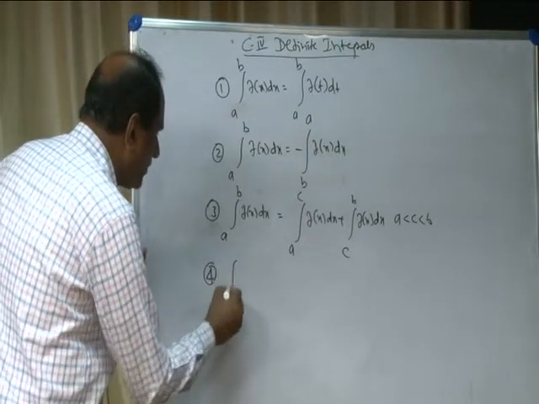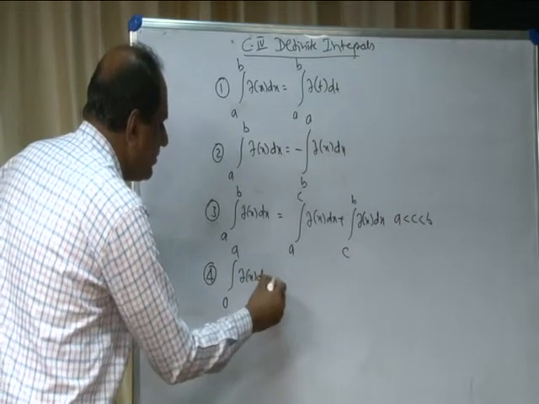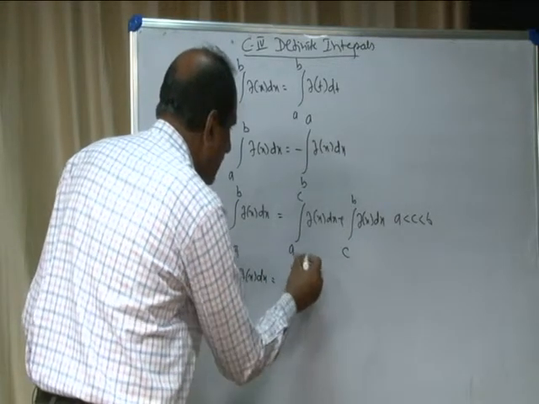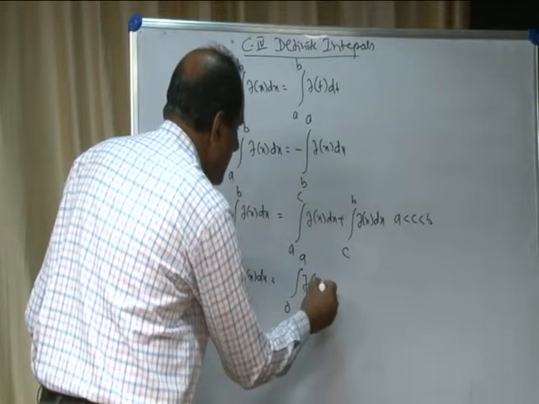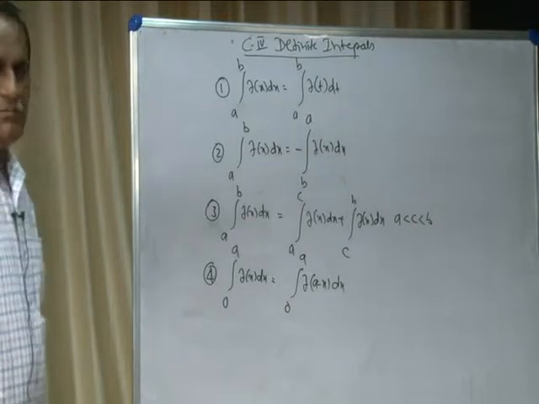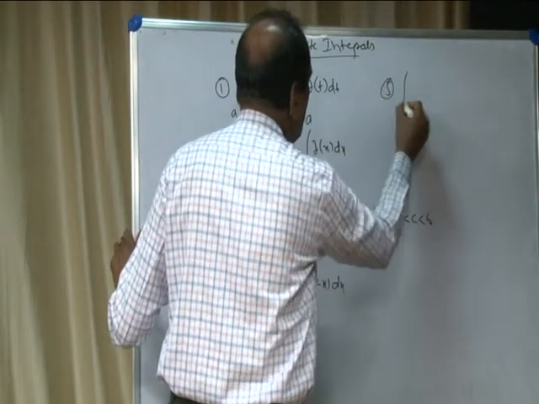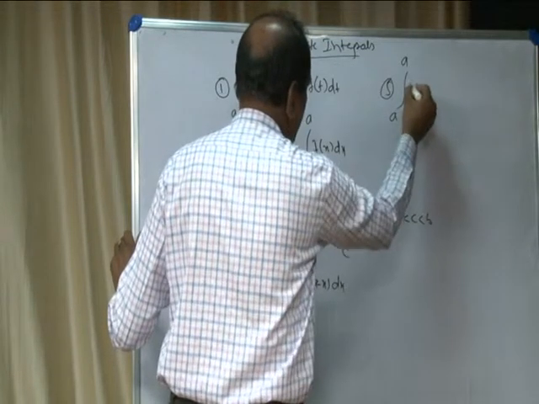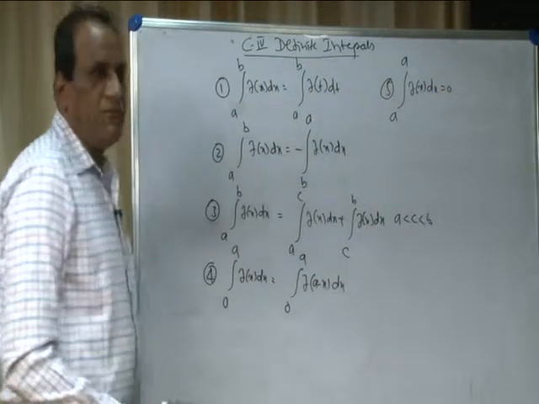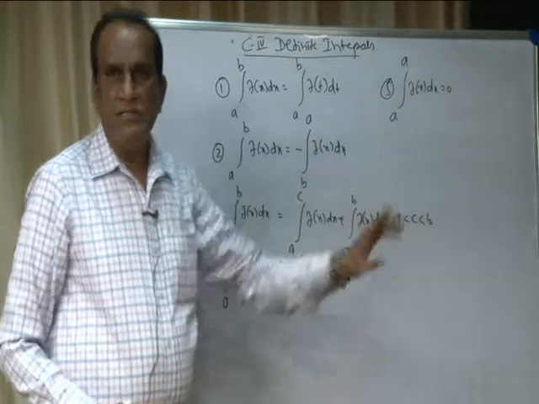Property number 4: integral 0 to a f of x dx can be written as integral 0 to a f of a minus x dx. This is property number 4. Property number 5: if the upper limit and lower limit are the same, then integral of f of x dx is equal to 0. If the upper limit and lower limit are equal, then its value is 0.